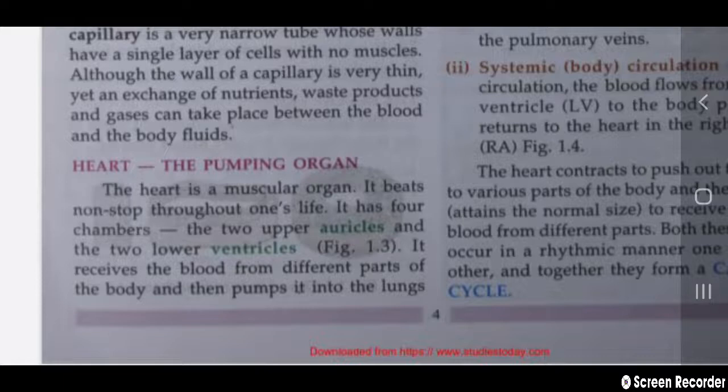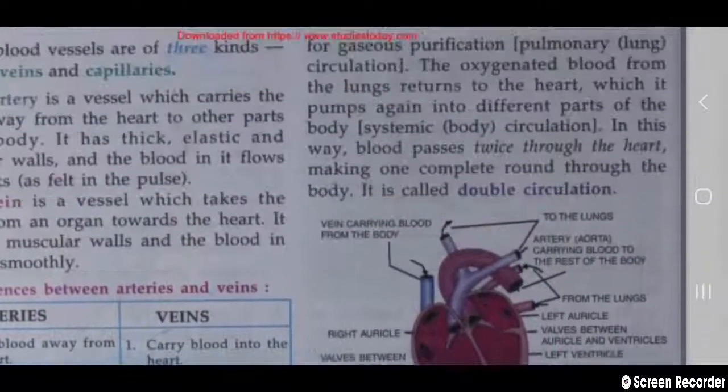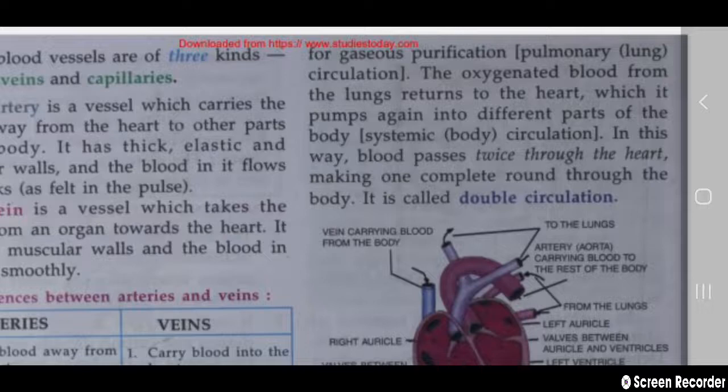The heart receives the blood from the other parts of the body and then pumps it out into the lungs for purification. And the oxygenated blood from our heart is supplied to the other parts of the body. The blood that is sent to the lungs is purified and is supplied from our heart again to all the parts of the body.